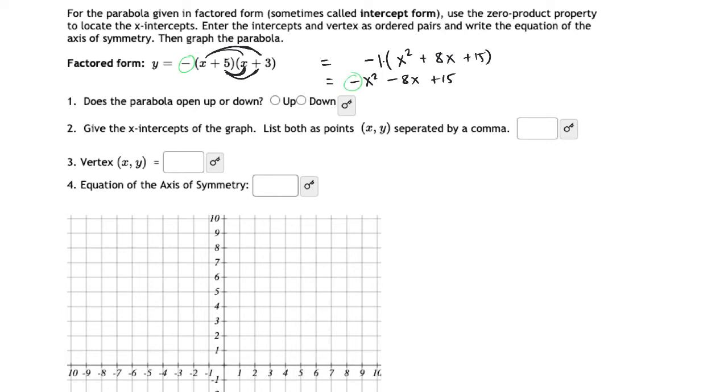So the coefficient of x squared is negative, which means that this opens down. Okay, next, give the x-intercepts of the graph.